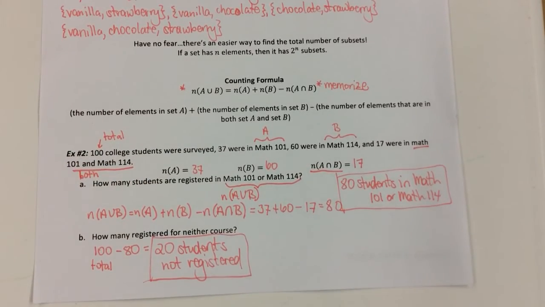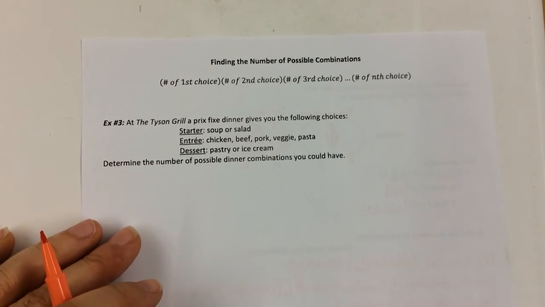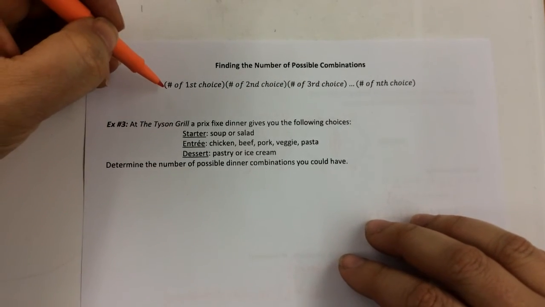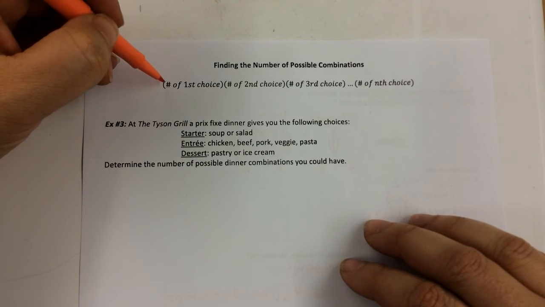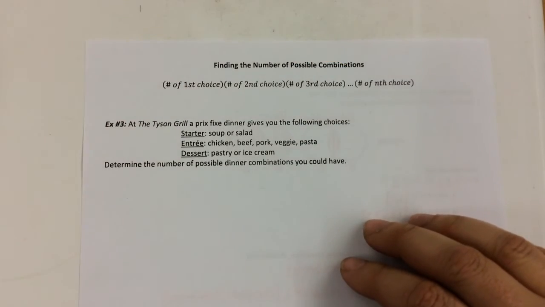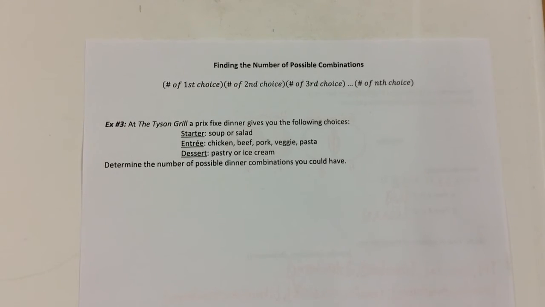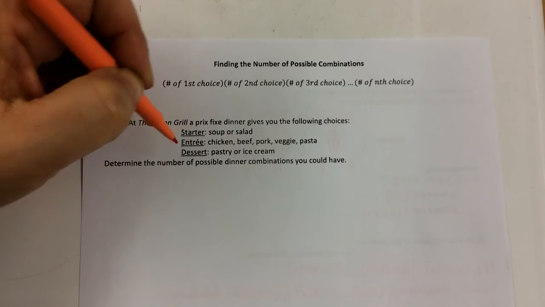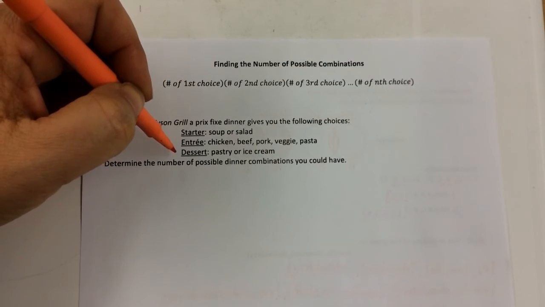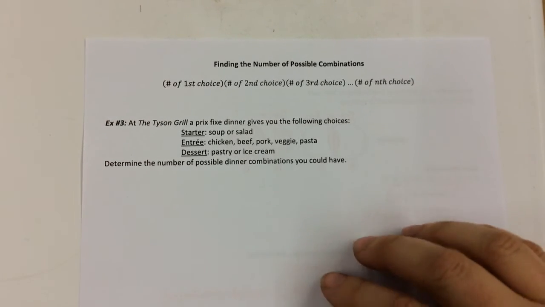All right, okay, let's flip. We kind of already did this a little bit before break. Number of possible combinations. Excuse me. The number available of the first choice, second choice, etc. We multiply all of those together. So at the Tyson Grill, a prix fixe dinner gives you the following choices. You can get super salad for your starter. You can get chicken, beef, pork, veggie, or pasta for your entree. You can get a pastry or ice cream for your dessert. And we want to know the total possible ways to order a dinner, basically.